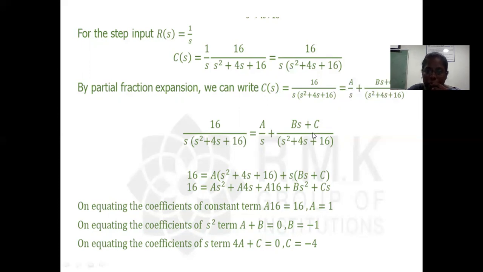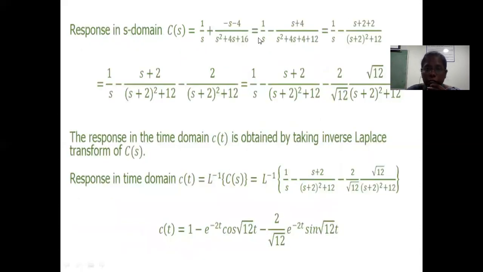Just take the LCM, then substitute values of s so that you will get the coefficient a. So using partial fractions, you solve for the coefficients a, b, and c. When we solve for a, b, c, we are getting coefficient a as 1, coefficient b as -1, and coefficient c as -4. We all know partial fractions, so solve it and try to get the coefficients a, b, c.